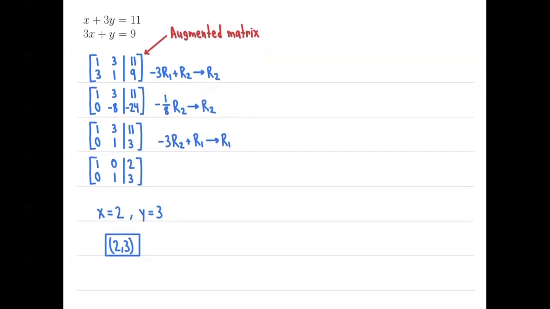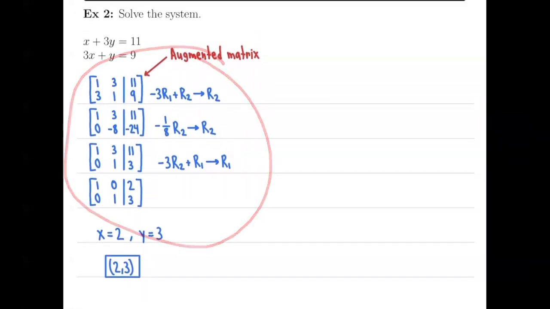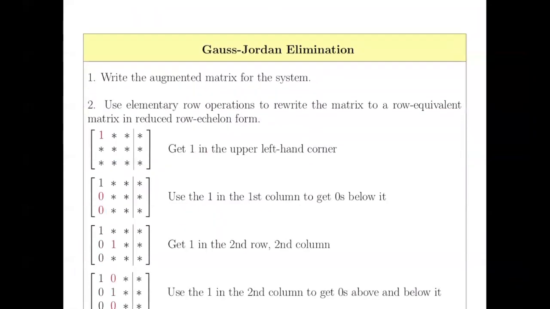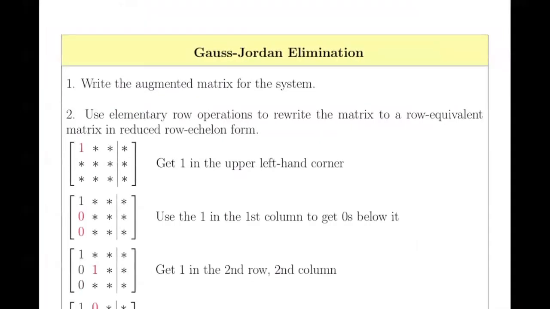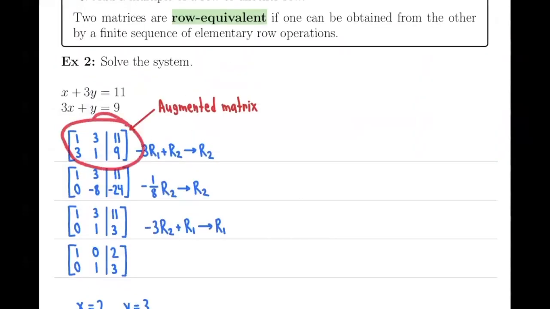All right. So what we did right here is something called Gauss-Jordan elimination. This is a great way to solve a system of linear equations. So the first step is to write the augmented matrix for the system. That's what we did right here.